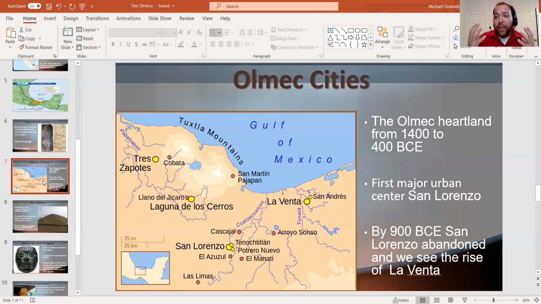So two major city sites. There are other Olmec cities, but the two biggest cities we have are San Lorenzo here, which is the first, and La Venta here, which is the second major city. So again, this is the Olmec Heartland. This is the center of Olmec culture. San Lorenzo is the first major urban site that we see people start to inhabit around 1500 BC. By 900 BC, San Lorenzo is basically a ghost town.